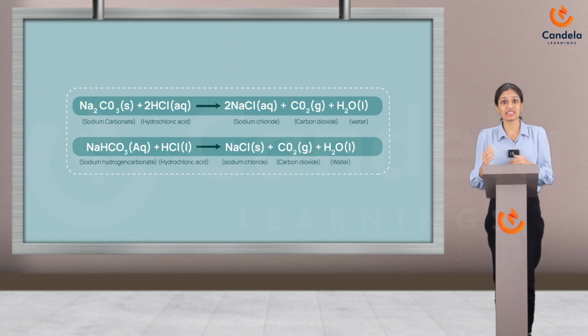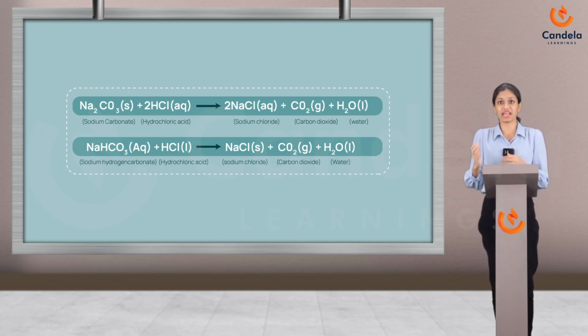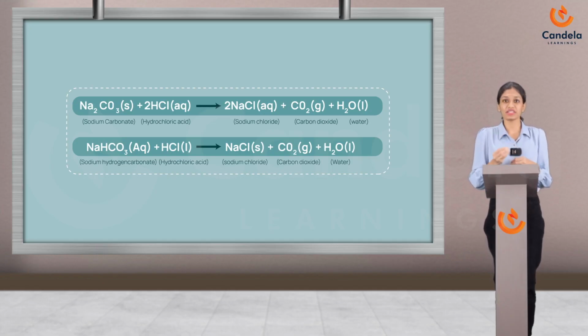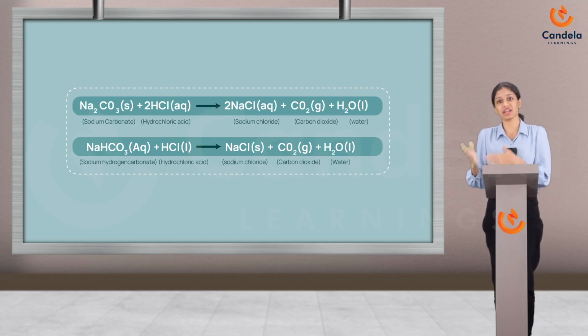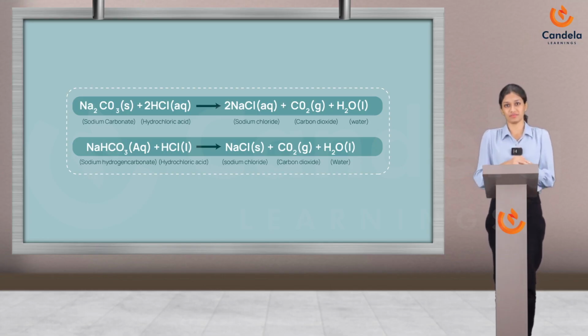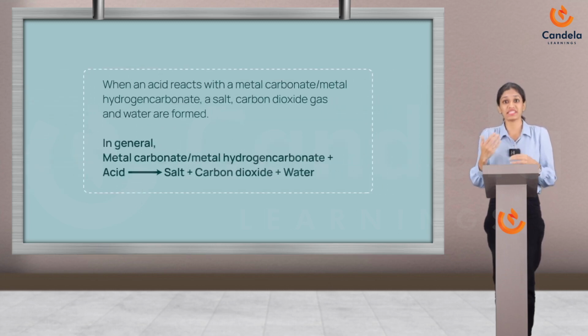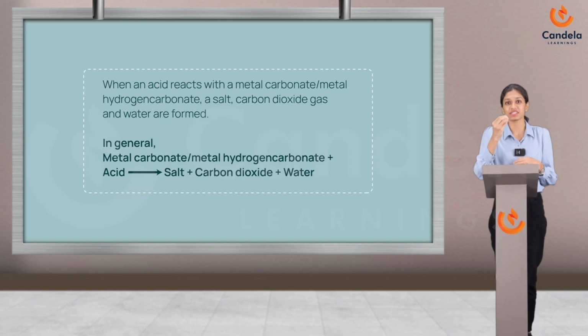Thus, we understand that when a metal carbonate or hydrogen carbonate reacts with acids, it gives salt, water and carbon dioxide gas. When we pass excess carbon dioxide gas through this test tube, it will form calcium hydrogen carbonate, which is soluble in water. And this is the third chemical property of acids and bases. So in general, we can say that when an acid reacts with a metal carbonate or metal hydrogen carbonate, it will form a salt, carbon dioxide gas and water.